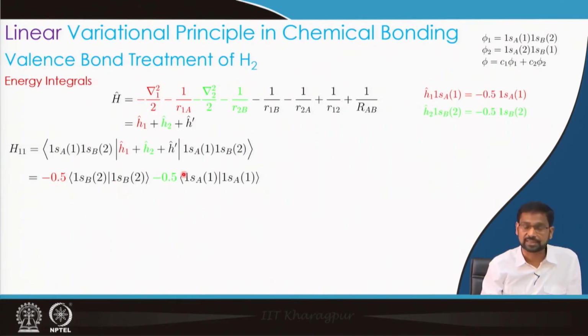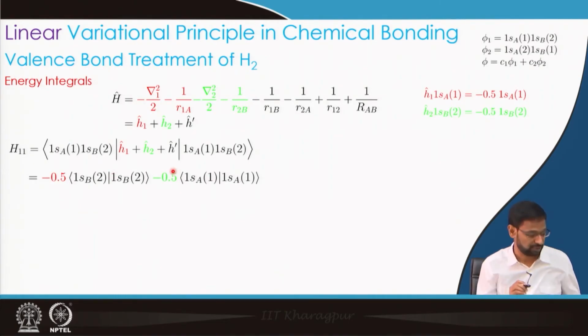I do the same for the second term H2. I see that the expression H2, I see 1sB(2) in the ket is an eigenfunction of H2 with an eigenvalue of minus 0.5, and then when I do this I would get minus 0.5 into 1. So, this term gives me, H1 term gives me minus 0.5, H2 terms gives me minus 0.5, because this integral and this integral are simply 1. So, together they will give me minus 1, minus 0.5, minus 0.5.